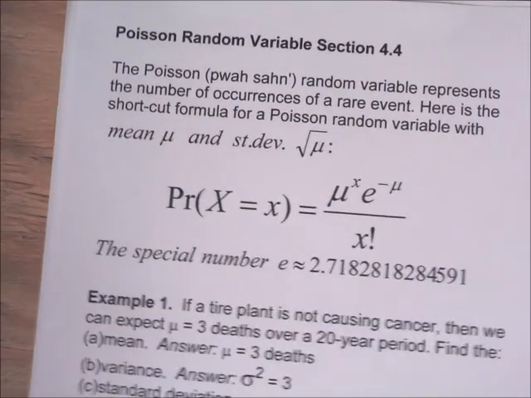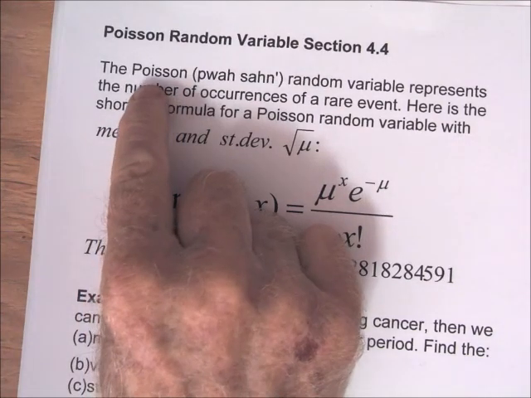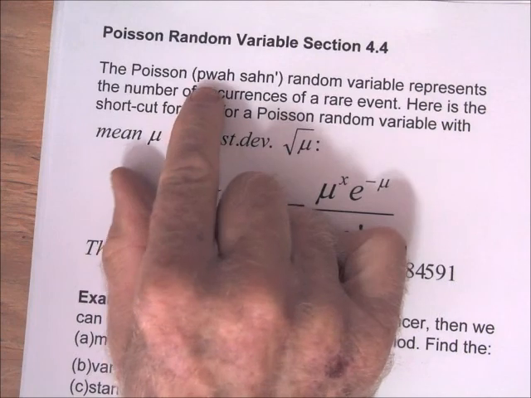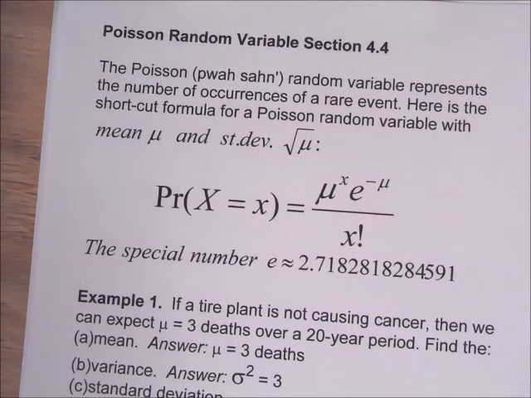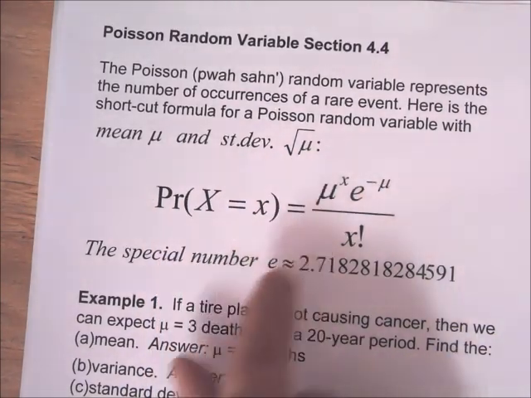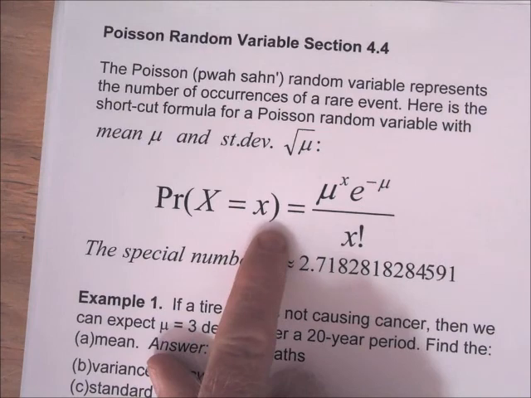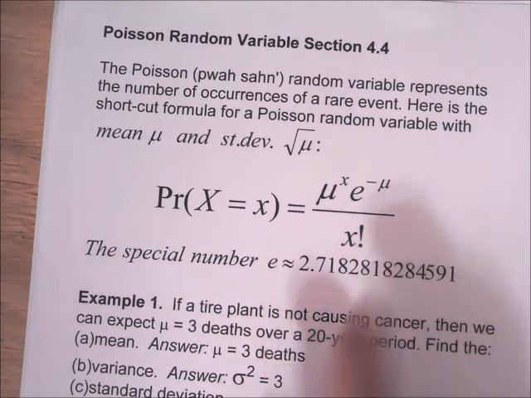Poisson random variable, section 4.4. Poisson random variable, it's spelled like poison, but it's actually pronounced Poisson. And it represents the number of occurrences of a rare event. There's a shortcut formula for the Poisson random variable with mean mu, standard deviation square root of mu, probability x equal little x, mu to the x times e to the minus mu over x factorial.